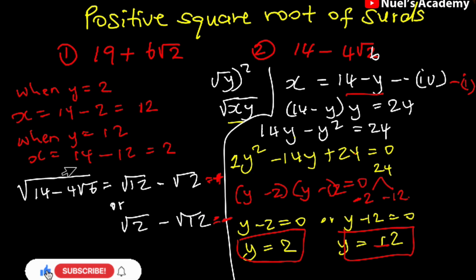Because we are finding the positive square root of this surd, we are going to go with this positive answer. Square root of any number can give you a negative answer too, so we are going to discard this answer here and go with this.